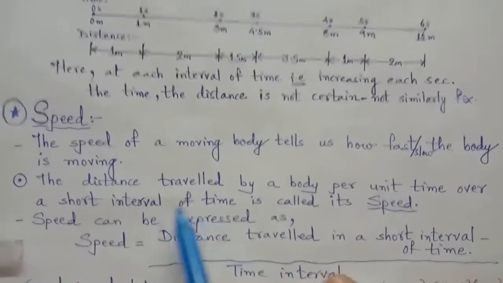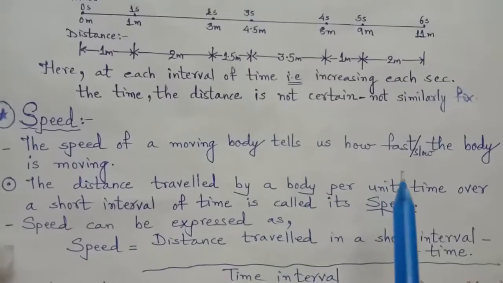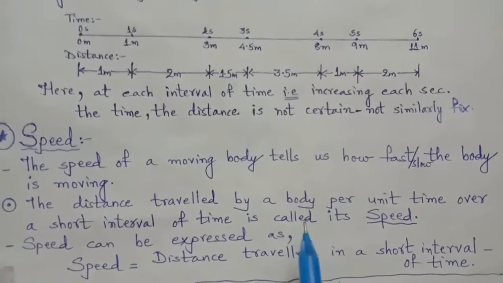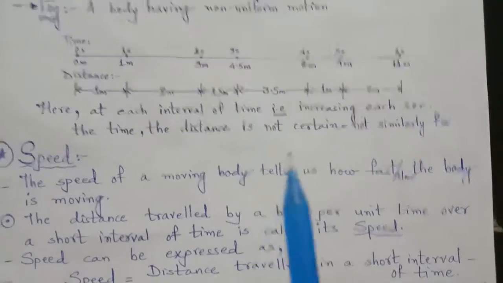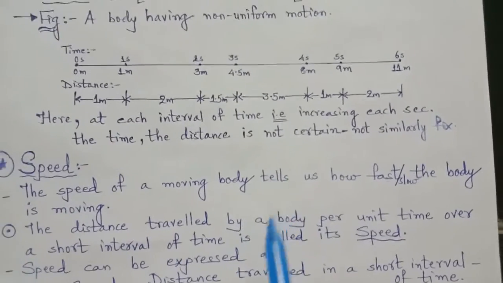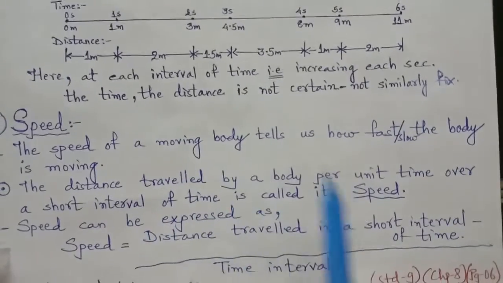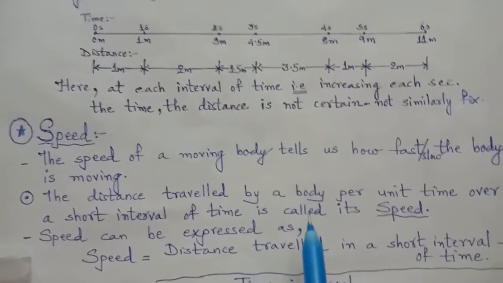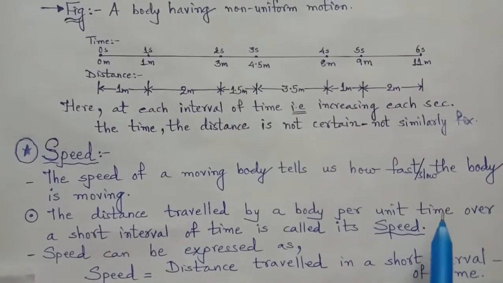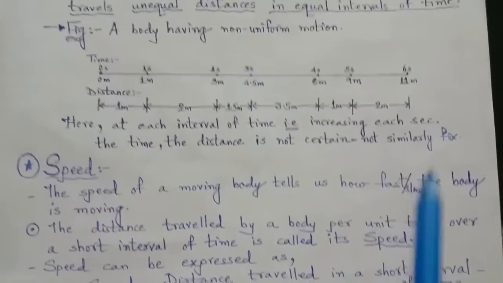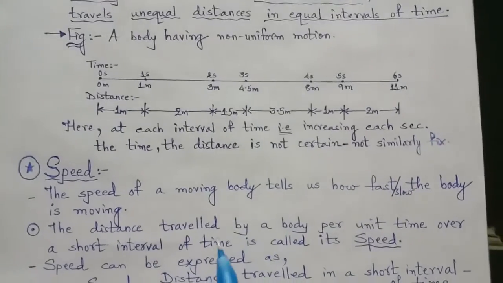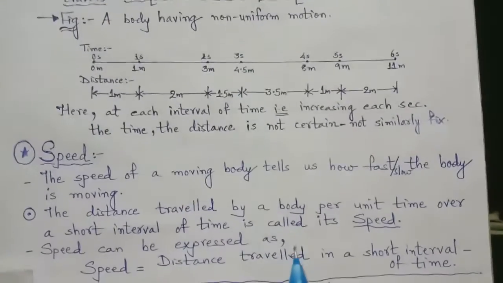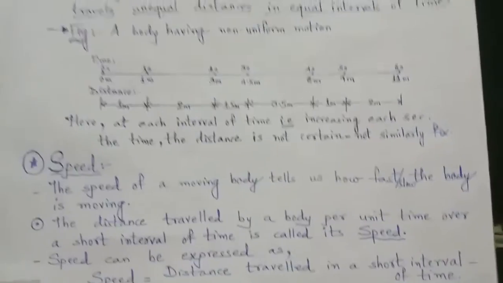What we can say in an exact physical manner: the distance travelled by a body per unit time over a short interval of time is called its speed. For a specific interval of time, whatever the distance travelled is termed as speed. The distance travelled by a body per unit time, meaning if a fixed time is given, the ratio of the distance the body travelled in that time, that is termed as speed.